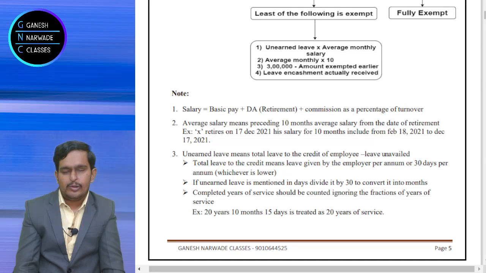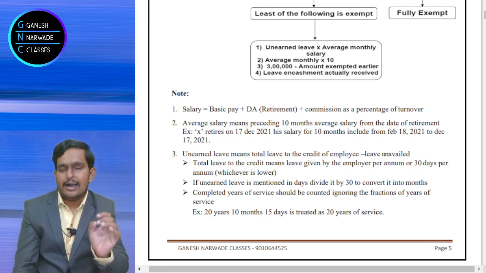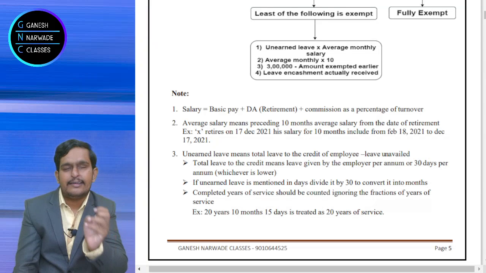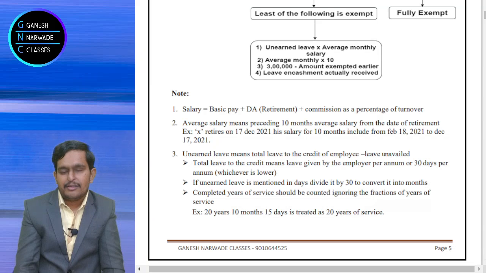Right? So you did not enjoy that holiday, right? That holiday which you could have enjoyed, but on that day you worked. Such holidays where you worked are called unearned leaves. So you did not earn it, you did not take it. Such are called unearned leaves. Clear? Now let's understand more in detail.